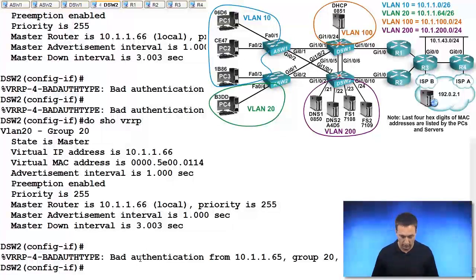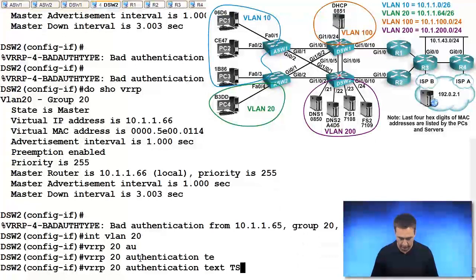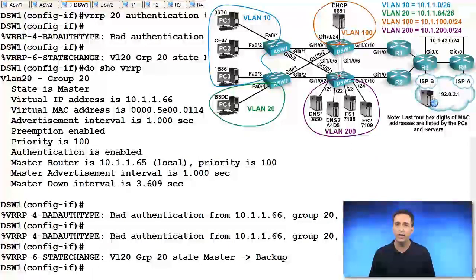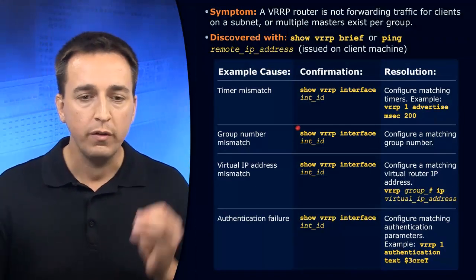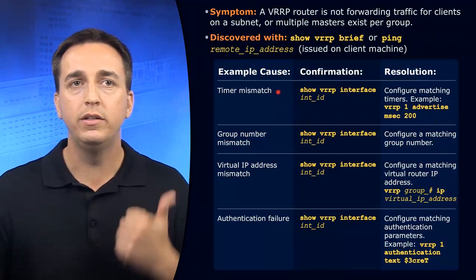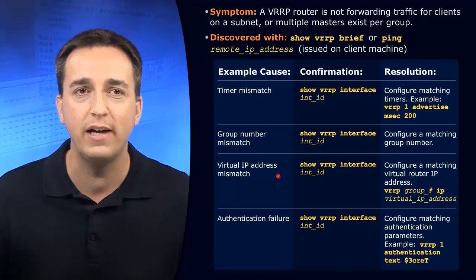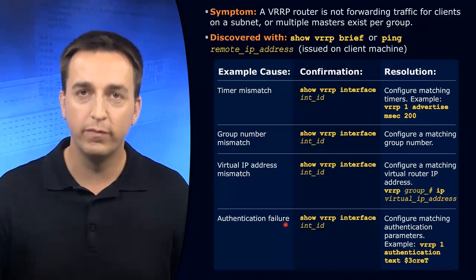So let's configure DSW2 here with interface VLAN 20, VRRP group 20, authentication, it's plain text, and we said TSHOOT. And when we do so, we should see that DSW1 realizes that DSW2 is the true master, and then it's going to make itself the backup router for the VRRP group. So if you ever see multiple virtual router masters in a VRRP group, double check your timers, double check your group numbers, double check that virtual IP address, and double check authentication. Any one of these could be the culprit for the double virtual router masters.